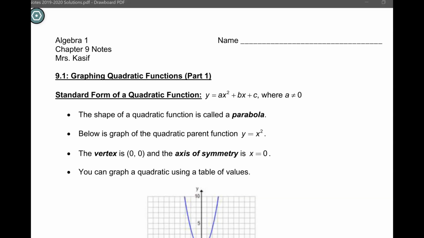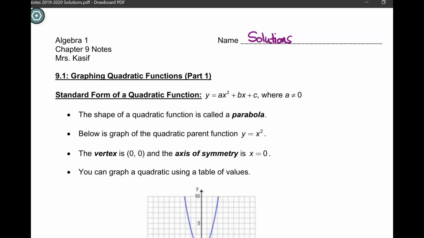Okay, so we are going to do chapter 9, and actually we're only going to do a couple of lessons from chapter 9. I'm going to try to break it up into smaller pieces so it's easier for you to understand. So what are we covering this chapter? We are going to be doing quadratic functions. Okay, and the first lesson we're going to do is on graphing them.